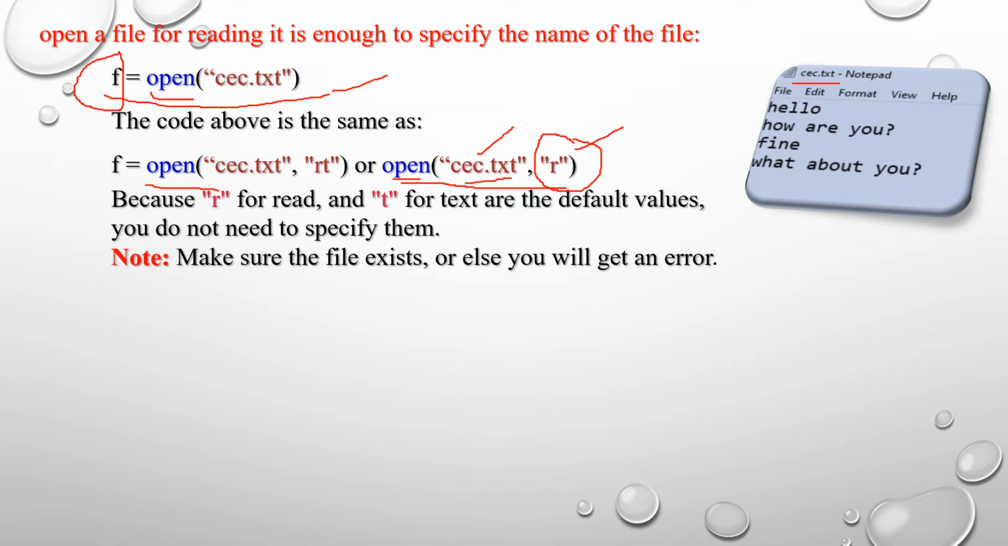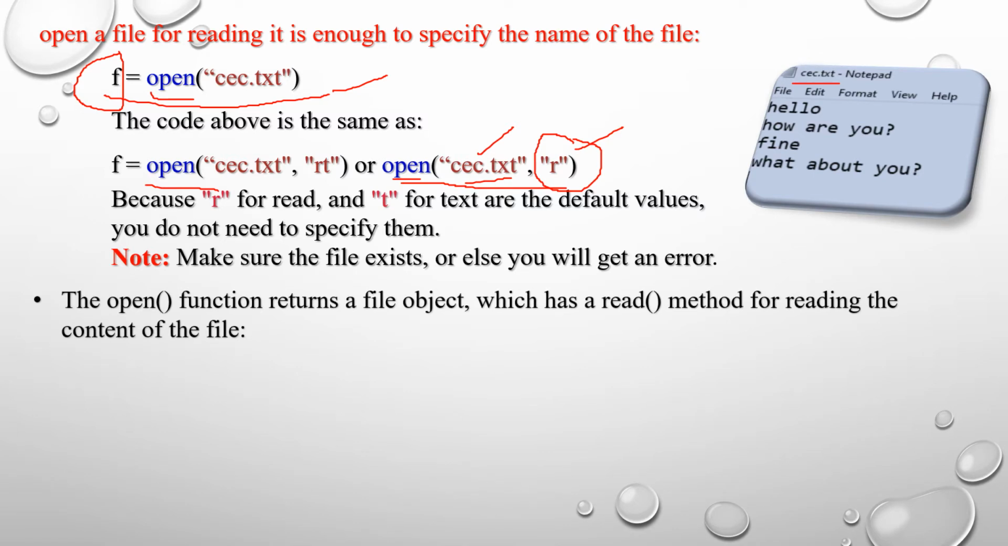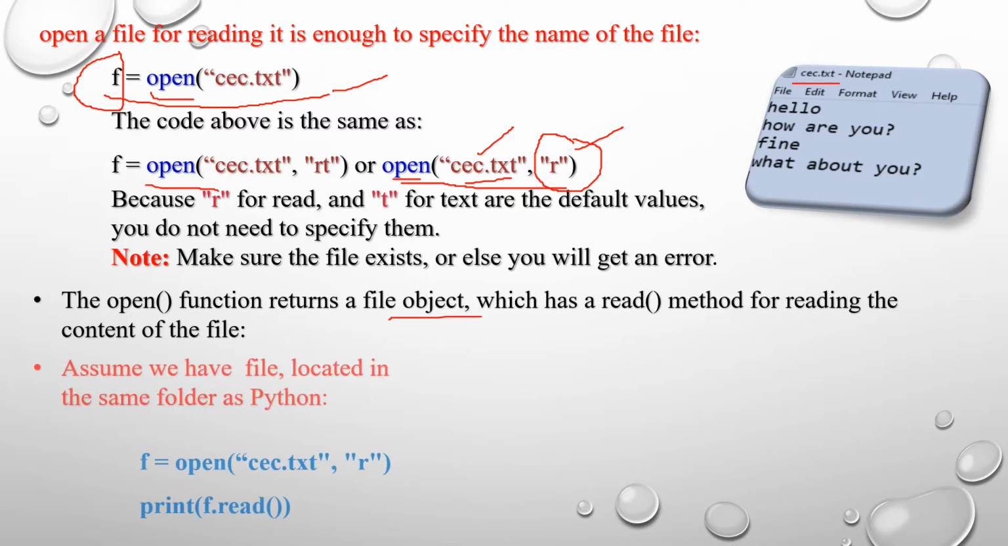So if the file already exists, we can use this instruction. Otherwise the Python interpreter will give a traceback error. The open function returns a file object which has a read method for reading the content of the file. For example, let us assume we have a file named cc.txt. The file is located in the same folder as Python. My Python program is stored in the same directory, and my text file is saved in the same directory. The file paths are the same.